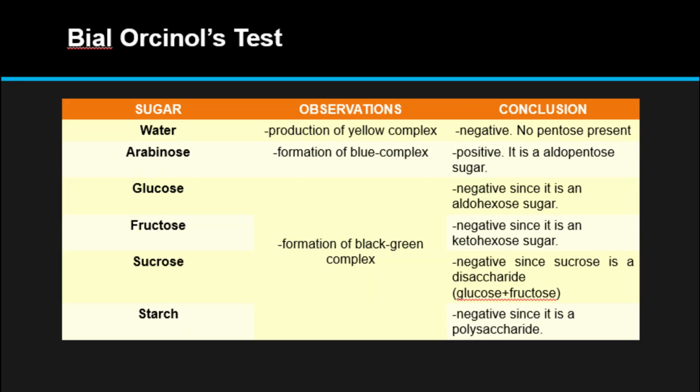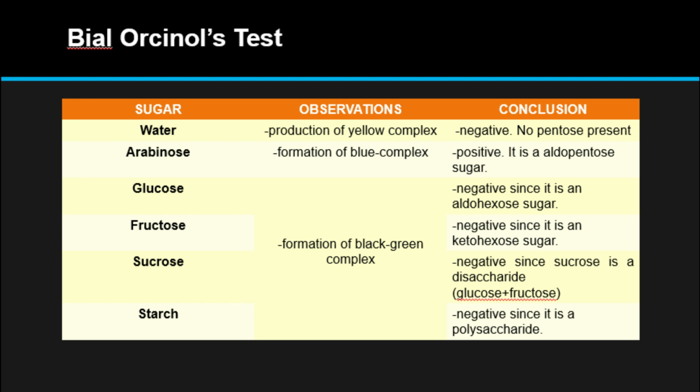Here are the results from the bial's orcinol test in the lab. As we can see, the one that yielded a positive test was the arabinose sugar. And for glucose, fructose, sucrose, and starch, we have negative. So why? Arabinose is an aldopentose sugar, and this test is specific for pentoses. Glucose is an aldohexose sugar, fructose is a ketohexose sugar, sucrose is a disaccharide, and starch a polysaccharide.